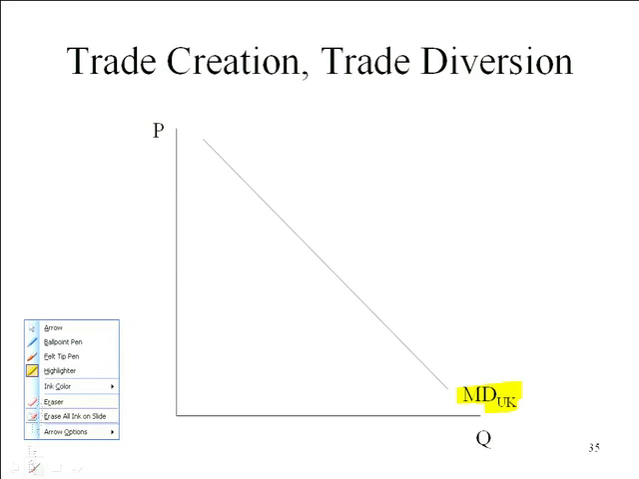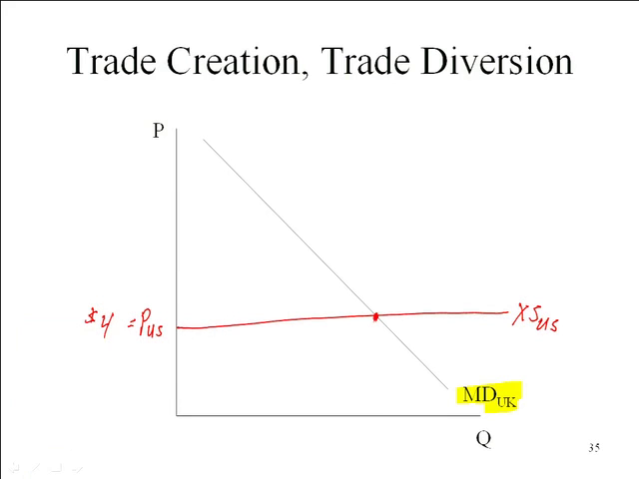The price that the UK could import from the US would be $4. And if the UK did not have a tariff, they would import that quantity of wheat from the US. If the US was not an available producer, and they were forced to import wheat from France, France's export supply curve would be up here.